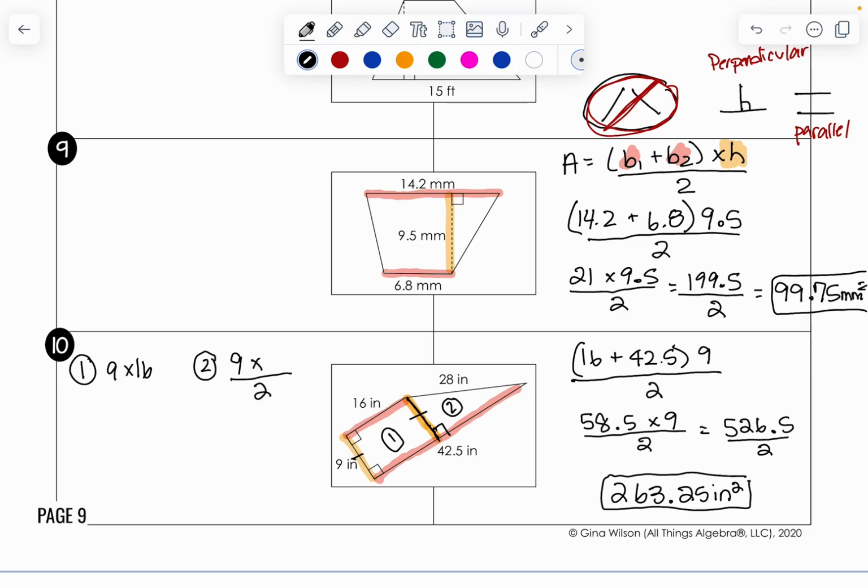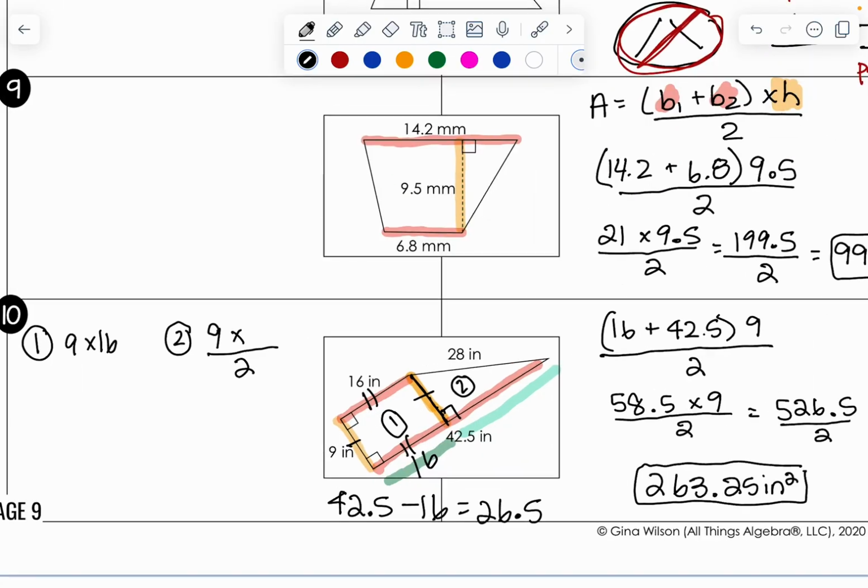When I look to find my height, I know that this base, which includes the 16 from my rectangle and the base of my triangle, together add up to 42 and 5/10. So I can find just the base of the triangle by subtracting the length of the rectangle, which is 16, from 42 and 5/10. So I'm going to do 42 and 5/10 minus 16. I get 26 and 5/10.